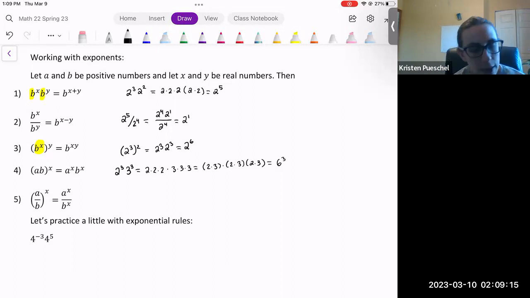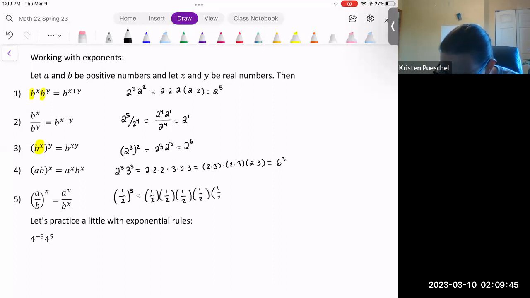Okay. Similarly, if we have a over b to the x, this is the same thing as a to the x over b to the x. So for example, if we had 1/2 to the 5th power, this is the same thing as, well, let's write this out. This is 5 copies of 1/2 multiplied together. And multiplying across the top, we see this is 1 to the 5th, and across the bottom, we see this is 2 to the 5th.